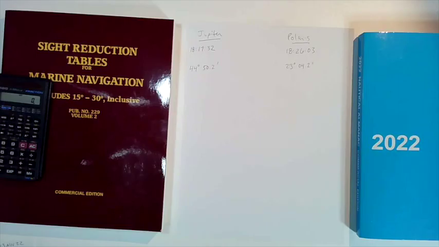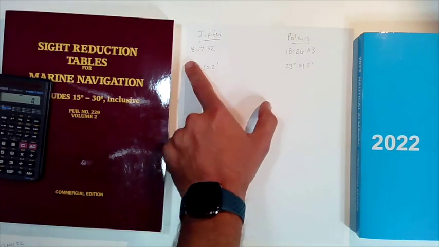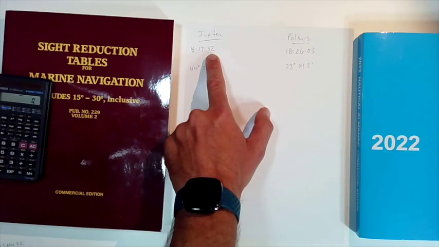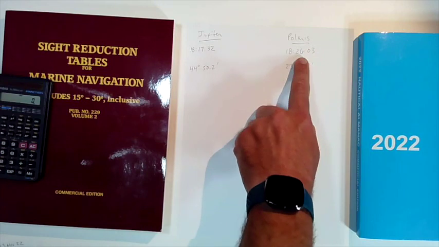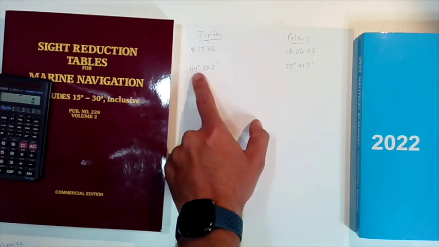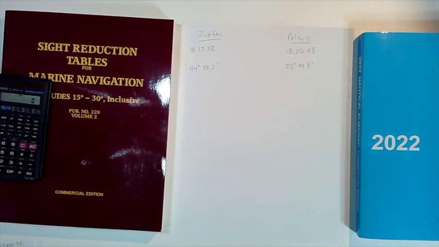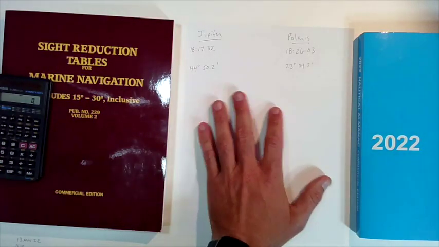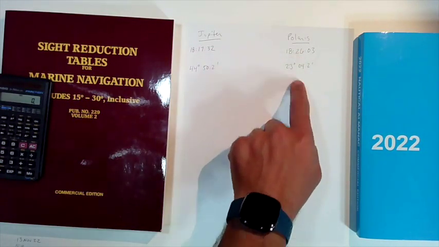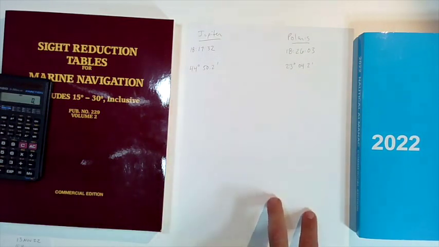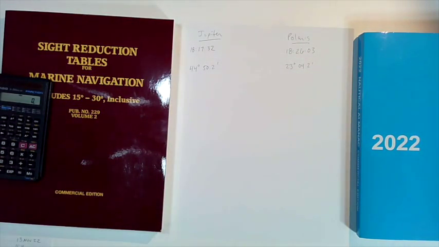Okay, so we're down in the chart house. We've written down our observations. So we observed Jupiter at local time 18:17 and 32 seconds. We observed Polaris at 18:26:03. These were the heights of the sextant that we observed them at. And now it's time to reduce these to calculate our position. Normally I would do more stars, but these are two interesting ones. One's a planet, one is a star, and this star is reduced in a unique way. So this is a great demonstration of how to get a position with two objects relatively quickly.